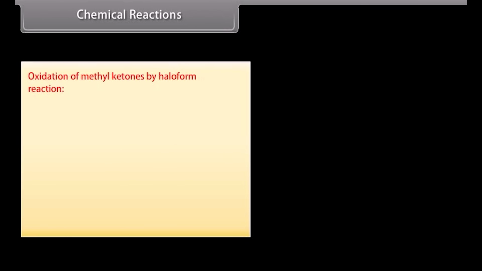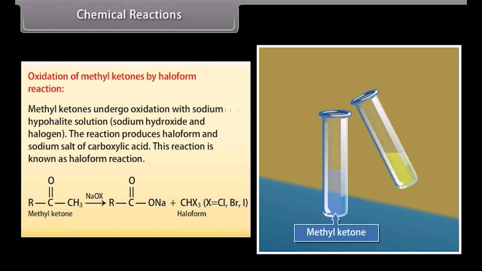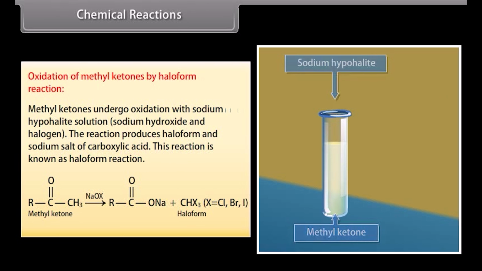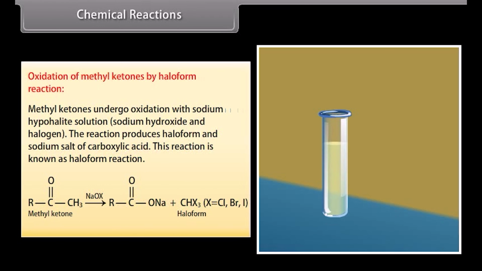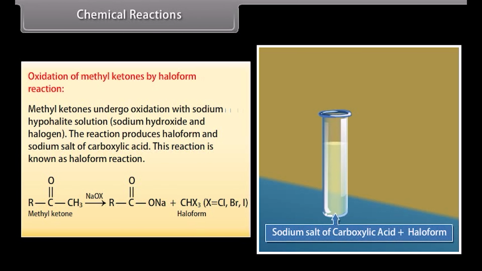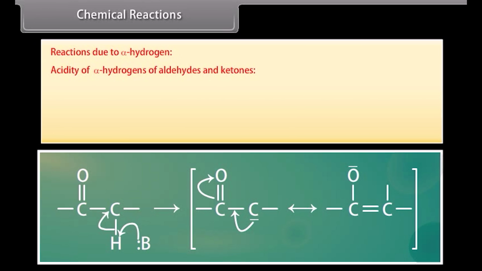Oxidation of methyl ketones by haloform reaction. Methyl ketones undergo oxidation with sodium hypohalite solution, that is sodium hydroxide and halogen. The reaction produces haloform and sodium salt of carboxylic acid. This reaction is known as haloform reaction. Chemical reactions. Reactions due to alpha hydrogen. Acidity of alpha hydrogens of aldehydes and ketones.